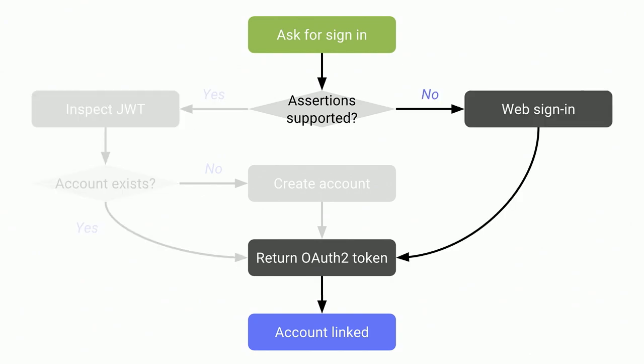If you don't support the JWT assertion flow, we will trigger a standard OAuth2 account linking flow in a web browser. After the user signs in, return an OAuth2 refresh token. Now, back to Dave.